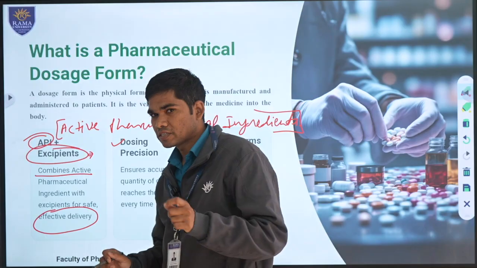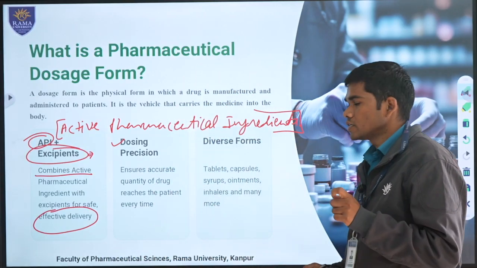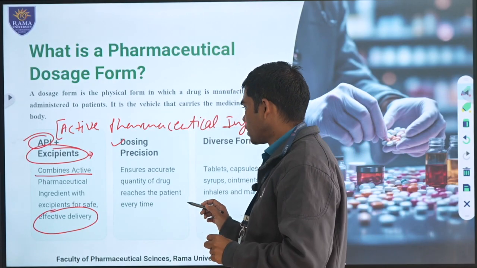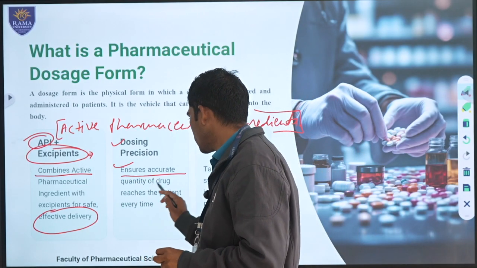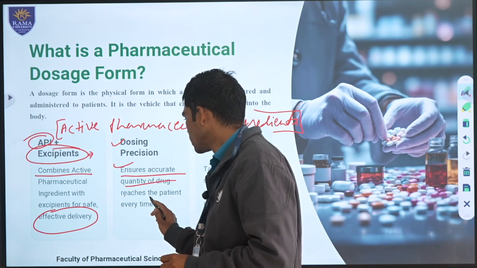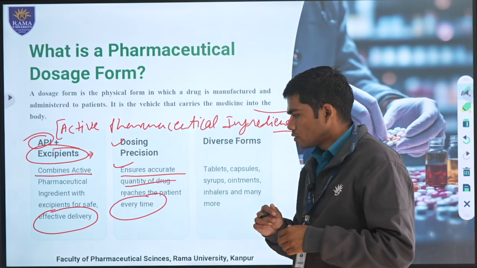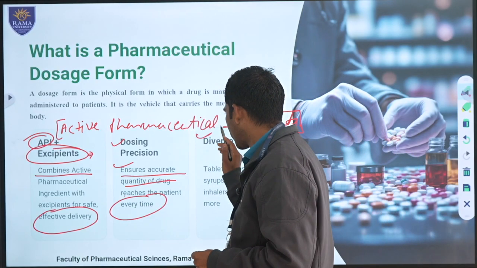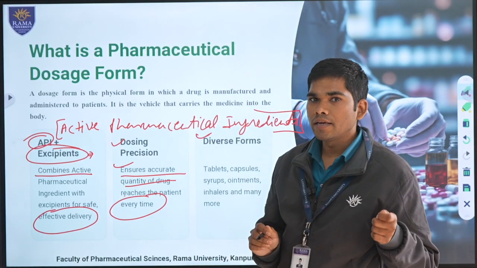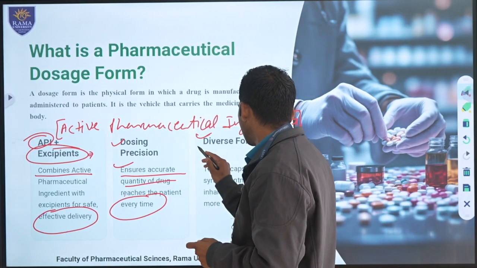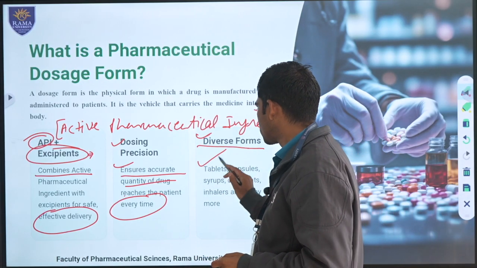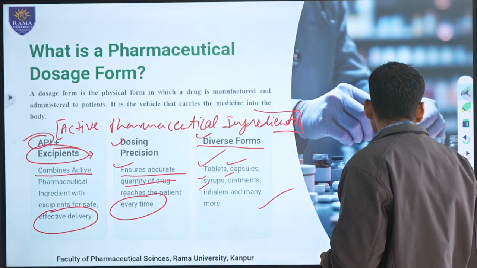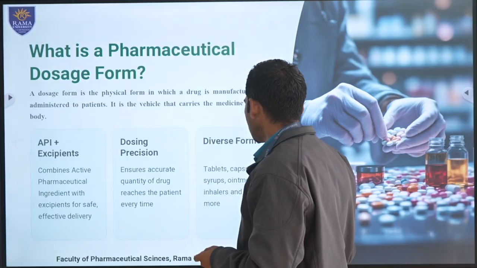Dose precision: basically the dosage form is made for accurate doses. It ensures that an accurate quantity of drug reaches the patient every time. So the patients can take an accurate dose without any expert's help, and it is delivered in forms like tablets, capsules, syrup, ointment, inhalers, and many more. So these are the pharmaceutical dosage forms.